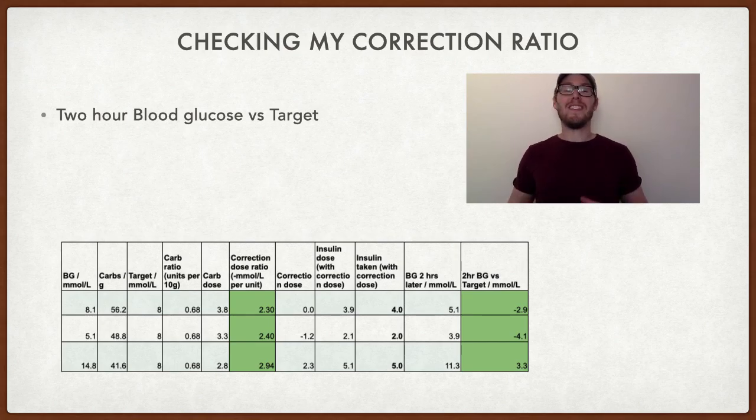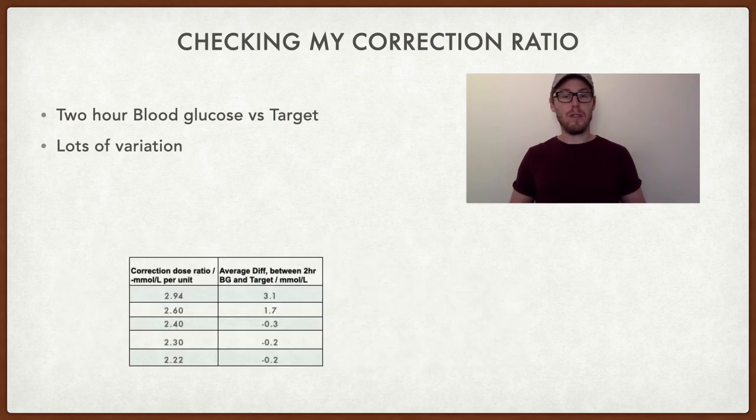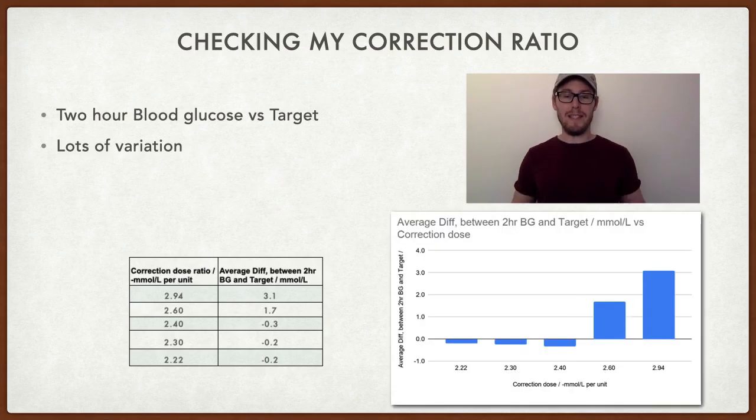And when I did this, I could see there was a lot of variation. Sometimes my correction dose would work and sometimes it wouldn't. So I then produced another table and I averaged my 2-hour blood glucose difference between that and my target with my correction dose, and you can see that below. And then I also converted that into a chart to make it a bit more visual and easy to see.